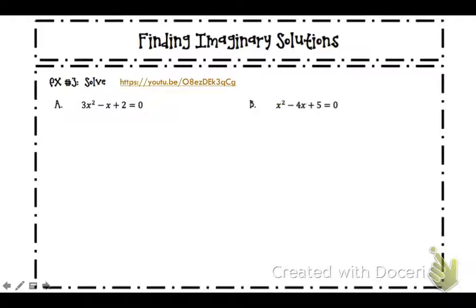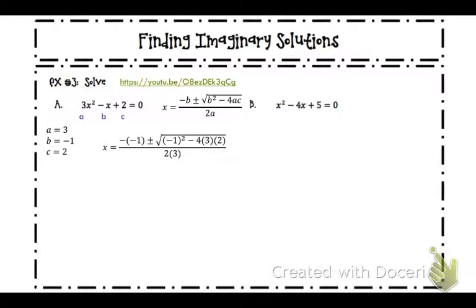Okay, we're back. All right, so the quadratic formula is x = (-b ± √(b² - 4ac))/2a. So if we look at the example, a = 3, b = -1, c = 2. So I'm just going to write those down, and then you just plug those straight into that quadratic formula. Okay, and then you just go through and you simplify it.